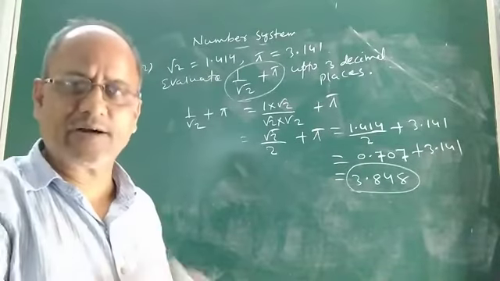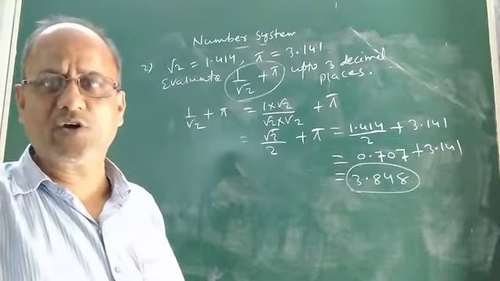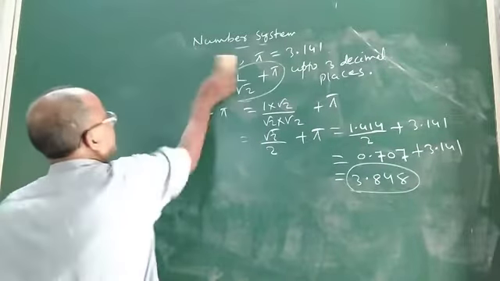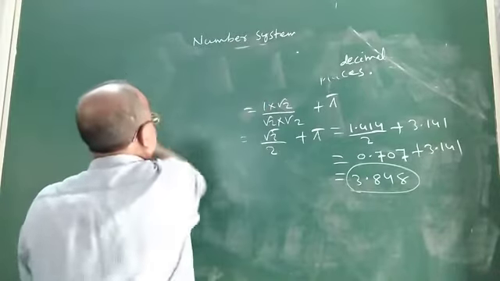3.848. Okay. Now let us discuss another question on rationalization, irrational number. Suppose you are given, see, suppose you are given a question like this.